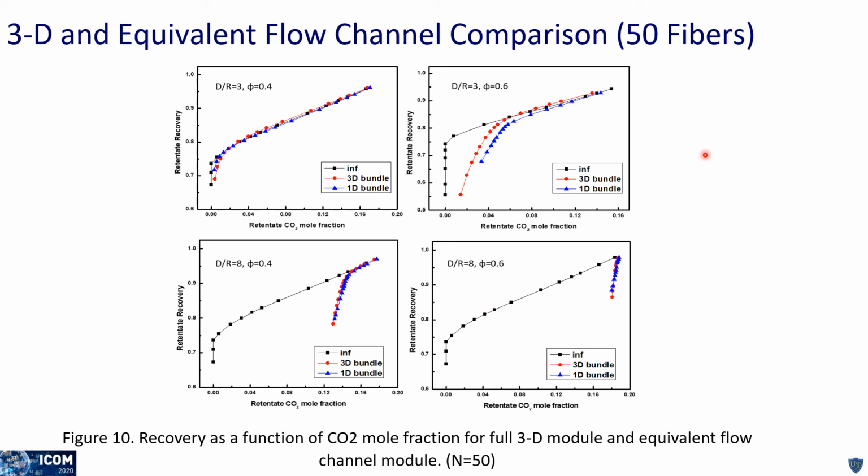The one case where we have the greatest deviation is in the upper right-hand corner, a D/R of 3 and a packing fraction of 0.6. Here we see that the 1D equivalent flow channel approximation gives us a slightly larger decrease in the recovery than the full 3D simulation does. Given this observation, it would be reasonable to assume that the 1D approximation will give you an upper bound on the reduction in recovery that you would expect. Similar comparisons are observed when we increase the fiber numbers in the stack to 50.